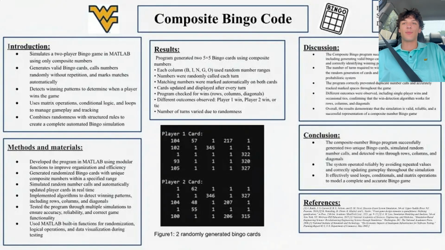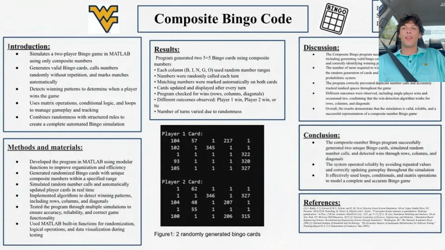Next, we added a system that randomly called numbers and automatically marked them on bingo cards when there was a match. We then wrote code to check for winning patterns, including rows, columns, and diagonals, so the program could tell when a player had won. Finally, we tested the program several times using different bingo cards and number sequences to make sure everything worked correctly. These tests helped confirm that the cards were generated properly, numbers were marked accurately, and winners were identified every single time.